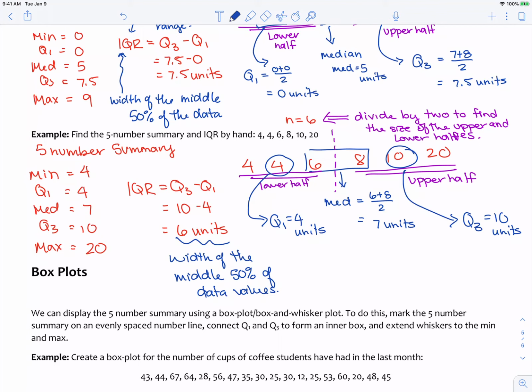Okay, so a quick overview of this 5-number summary: min, Q1, median, Q3, maximum.